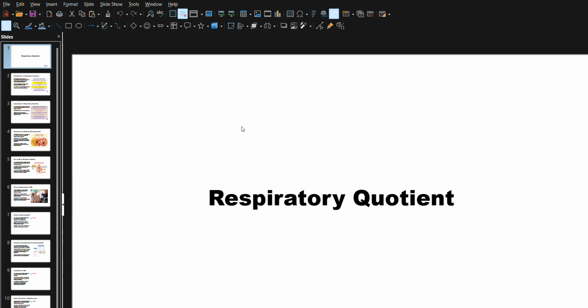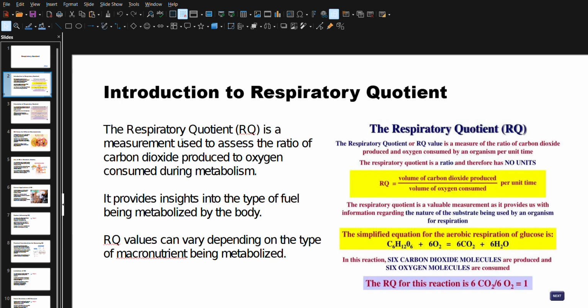Students, this is one more topic, that is respiratory quotient from physiology. Let us see what is respiratory quotient, why it is termed like this. So, what is respiratory quotient? It is abbreviated as RQ. It is a measurement used to assess the ratio of carbon dioxide produced to oxygen consumed during metabolism.